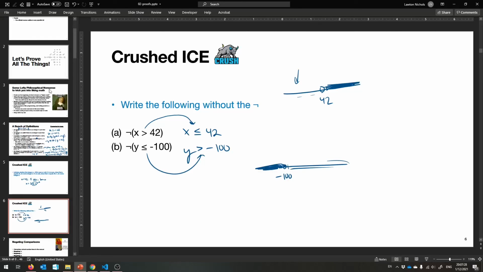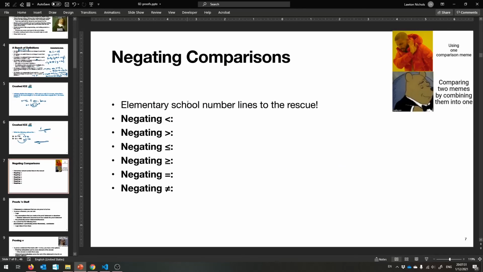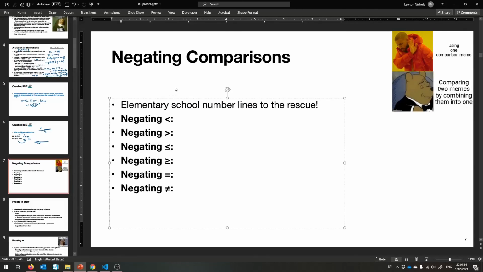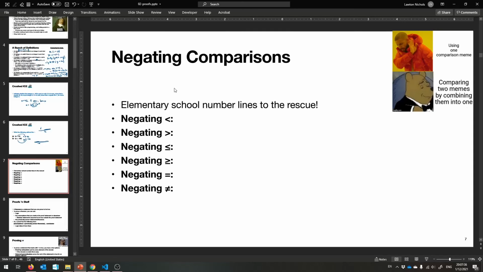Let me show you the full pattern if you've never seen it before. So here's how you negate comparisons. Use those number lines. If you're trying to negate something is less than something, like it's not true that x is less than y, or let's just pick a real number, 42. Draw it if you need to. Find 42 on the number line. It's strictly less than, so it's not including 42. And here's everything strictly less than it. We want the opposite, so we want everything over here, including 42, because we didn't originally include it. So it's everything greater than or equal to 42.